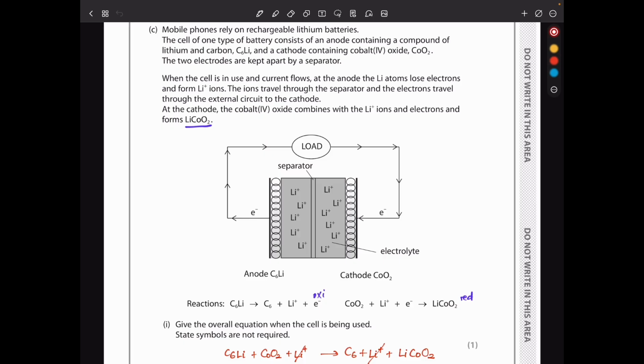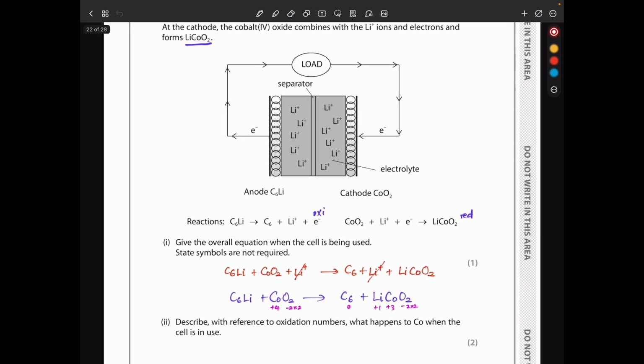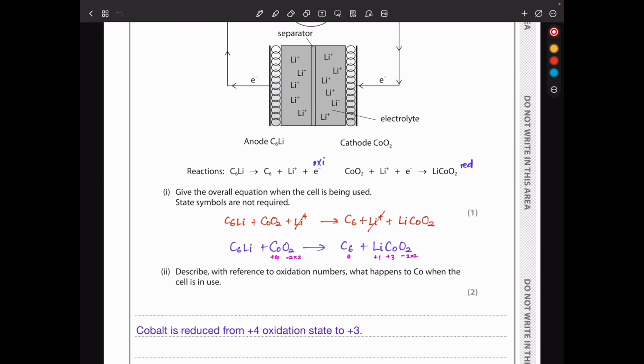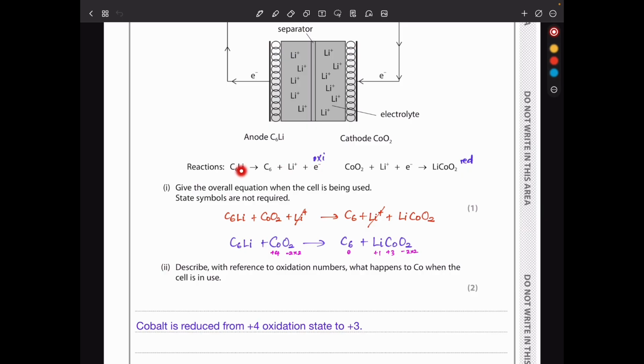The ions travel through the separator and the electrons travel through the external circuit to the cathode. At the cathode, the cobalt oxide combines with lithium ions and electrons and forms this compound here. So we have the setup, and they've given us some of the equations. We can see this is oxidation since electrons are lost, and this is reduction since electrons are gained. They say give the overall equation when the cell is being used.